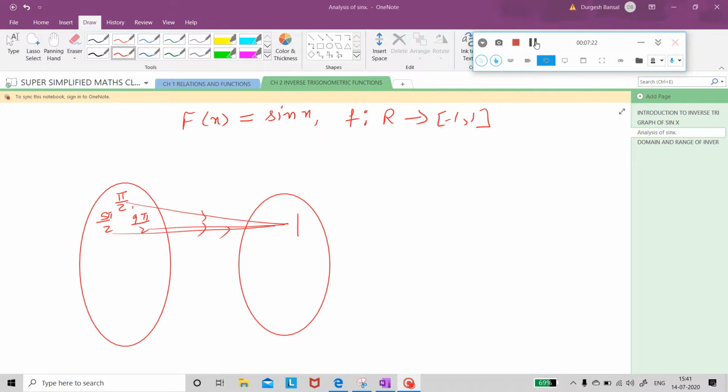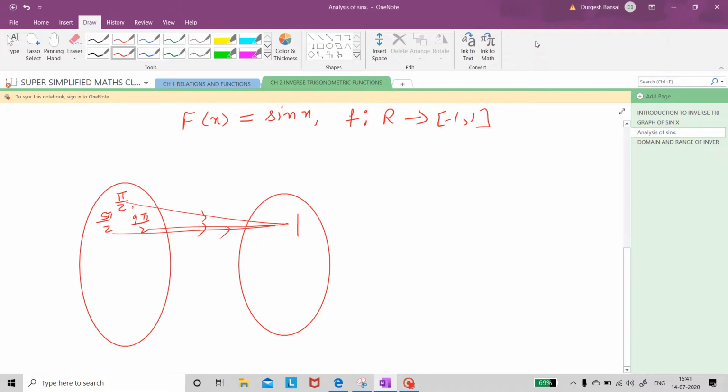Now if we want to understand this in terms of functions, let these two ovals represent the domain and range of the sine function. Let this be the set of real numbers and let this be the closed interval -1 to 1, and f is the function. What is the function? f(x) is equal to sine x. So let us see at what points it is giving us what values.